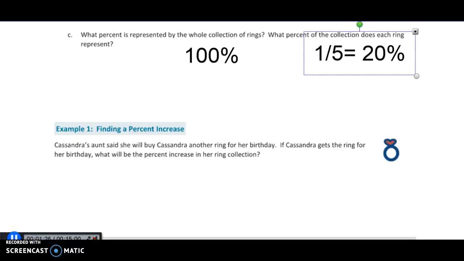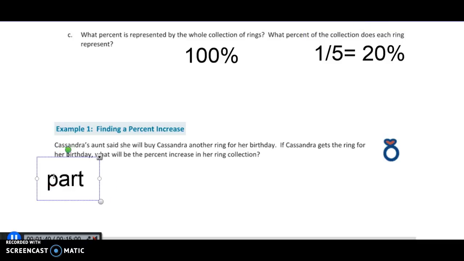And example 1 just builds off of the opening exercise. It says Cassandra's aunt said she will buy Cassandra another ring. So if Cassandra gets the ring for her birthday, what will be the percent increase? So here's our first increase problem. We're still going to use the same equation that we used before. Part is equal to percent times the whole.